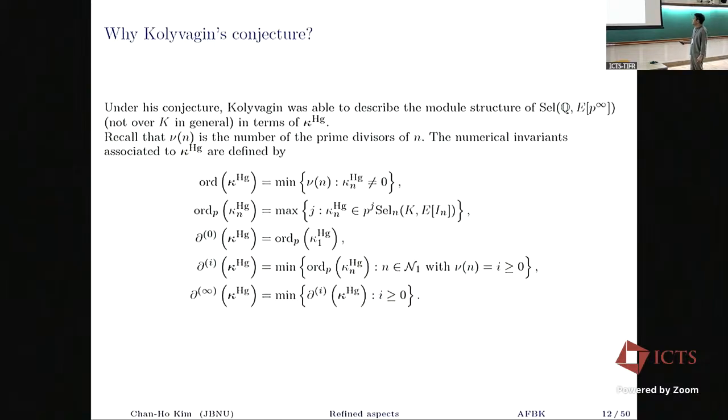If you are not familiar with this notation, you can think that this order really behaves like a vanishing order. Partial zero is more like a leading term. Partial i you can regard as an i-th tail expansion, in a sense. And partial infinity should play the role of the Fitting ideal.